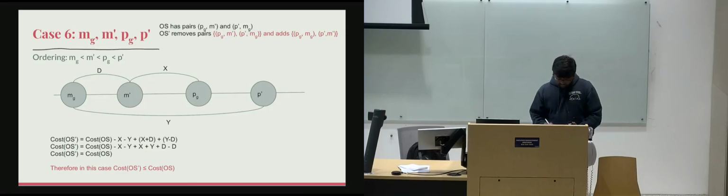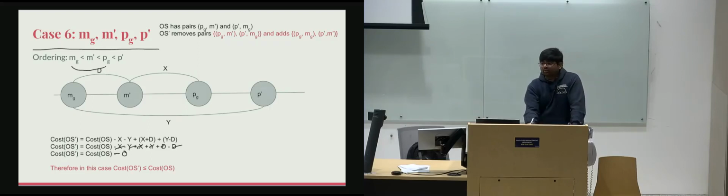In this one, there is M prime between MG and PG. So this is new. If we try and solve this, we can see that there is nothing in the negative term. So this is exactly the same. If you do this ordering, the cost doesn't change, because everything cancels out here. So in case 6 as well, it is turning out to be true. So that's how we can say the exchange argument is true, because in all the cases it turns out to be true.